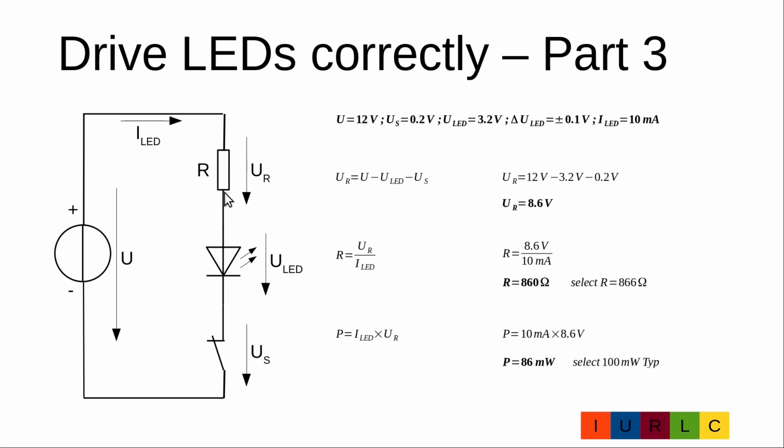The power dissipation of the resistance R is the voltage multiplied with the current. Power is ILED times UR, with concrete numbers 10 milliamp times 8.6 volt is 86 milliwatt, so we select a standard resistor with 100 milliwatt.